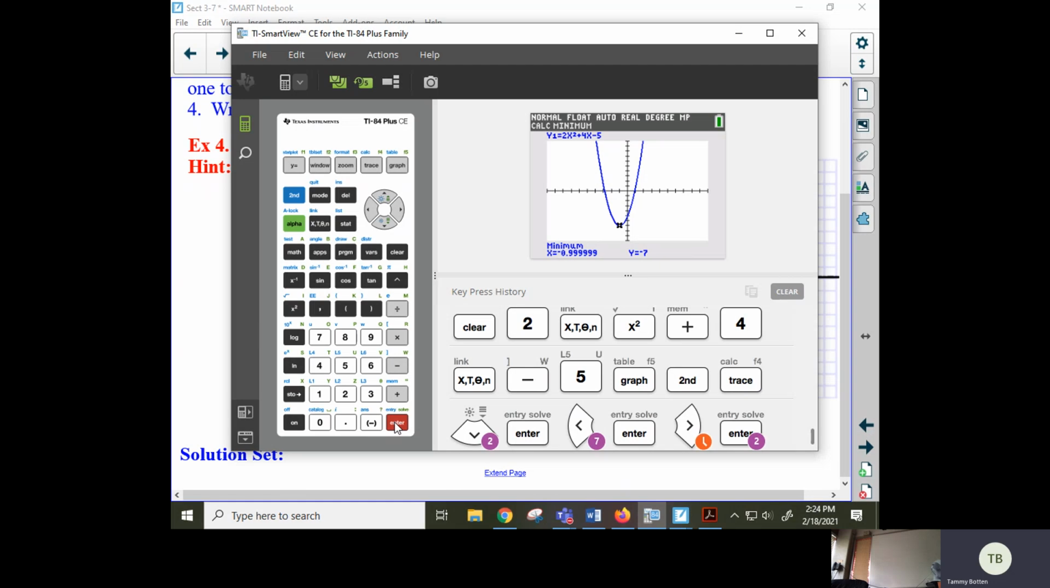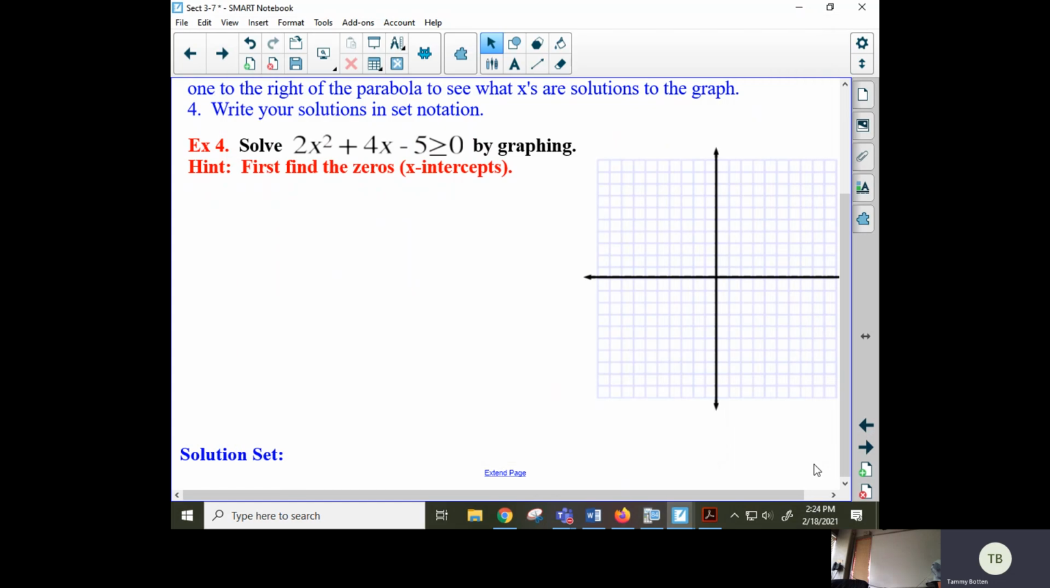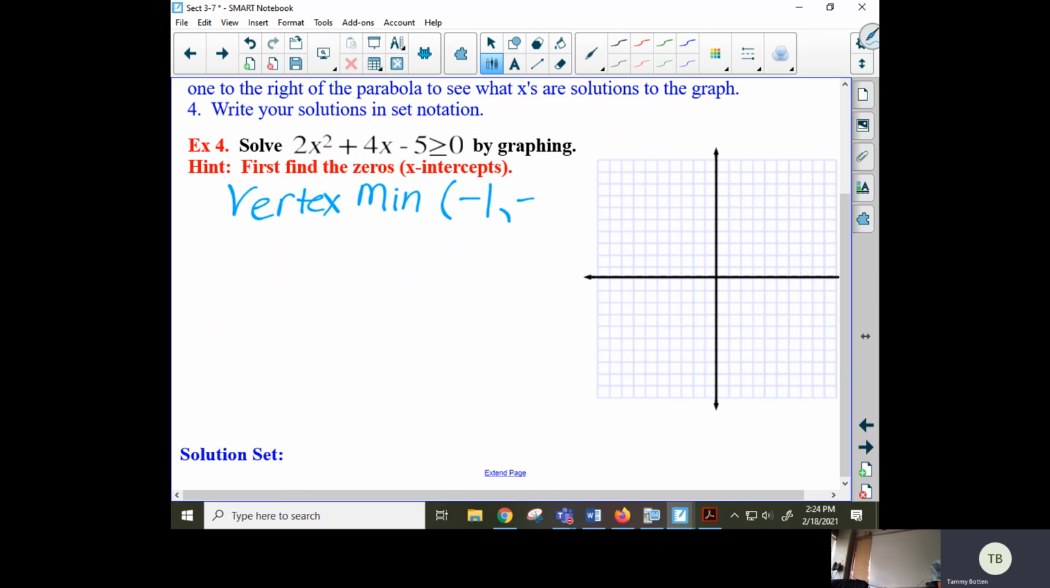Negative 1, okay? So if it's like that where you have a string of 9s or a string of 0s, you can assume that this is really negative 1, negative 7, okay? So let's go back. Our vertex, which is our minimum in this case, you could label as either of these. They're really the same. So negative 1, negative 7.